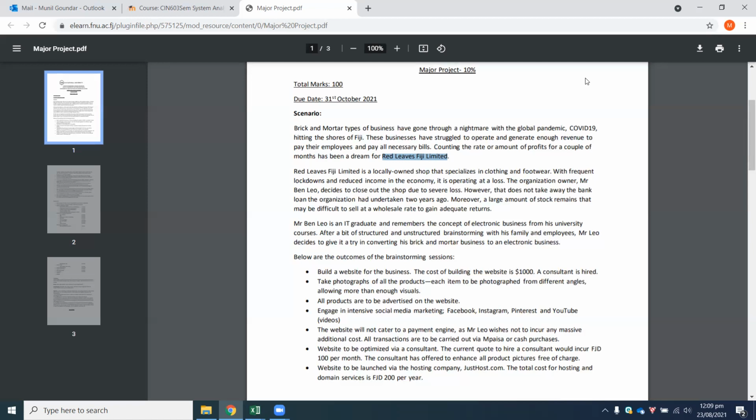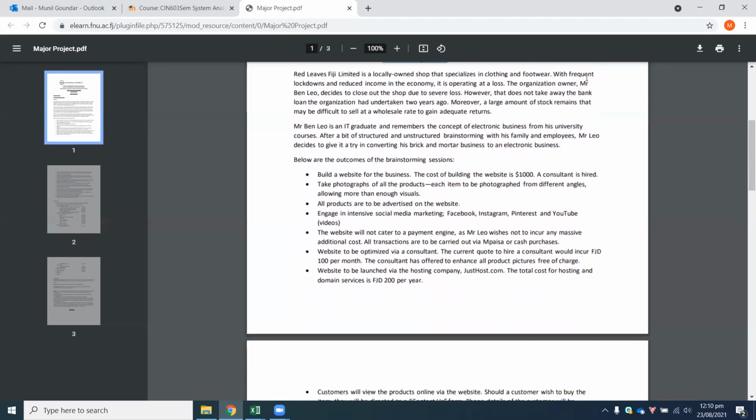So, second paragraph, we are given a brief description of what Red Leaves Fiji Limited is, or what they do. This is a company which specializes in clothing and footwear. Okay, and due to the COVID-19 pandemic situation, the business is going through a major loss. Now, the business can close out. However, they have a loan in the bank, which they had taken 2 years ago. Moreover, they have a large amount of remaining stock, which may be difficult for them to sell at a wholesale rate. Why? Because no organization might actually go and buy that particular stock, and they will not be able to get adequate returns to pay off the loan.